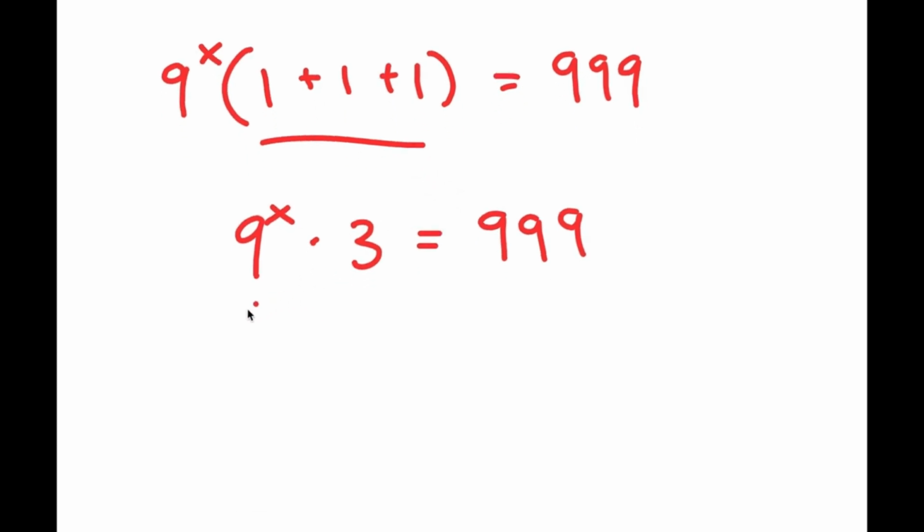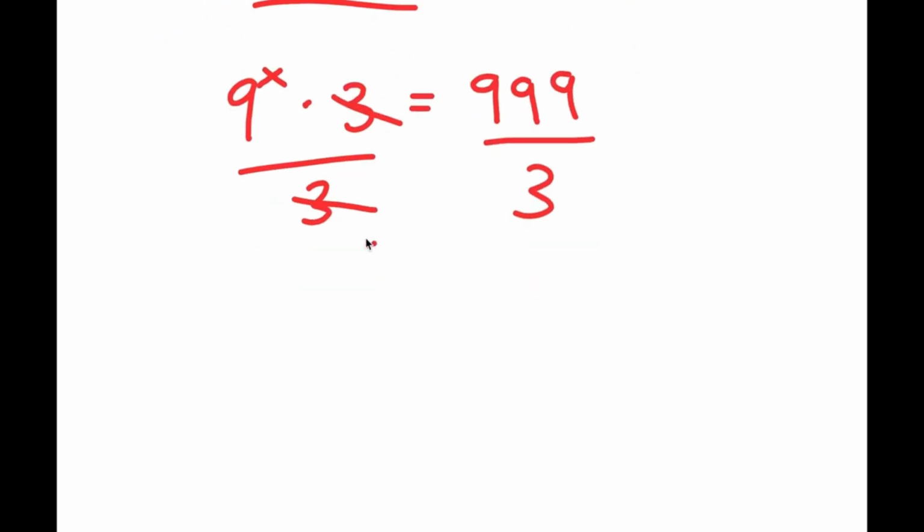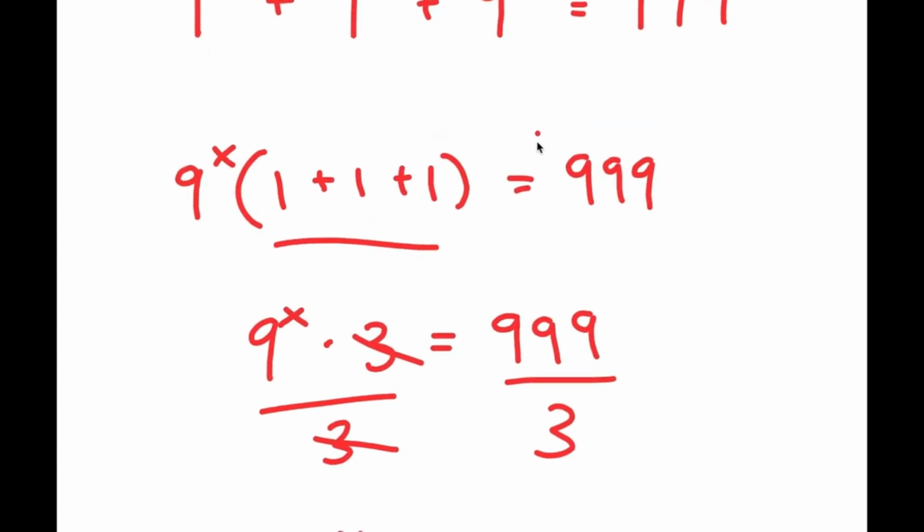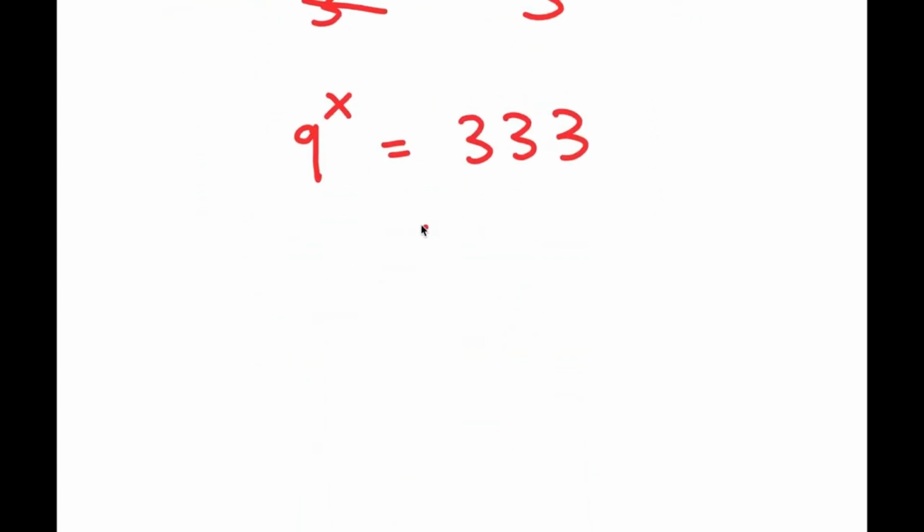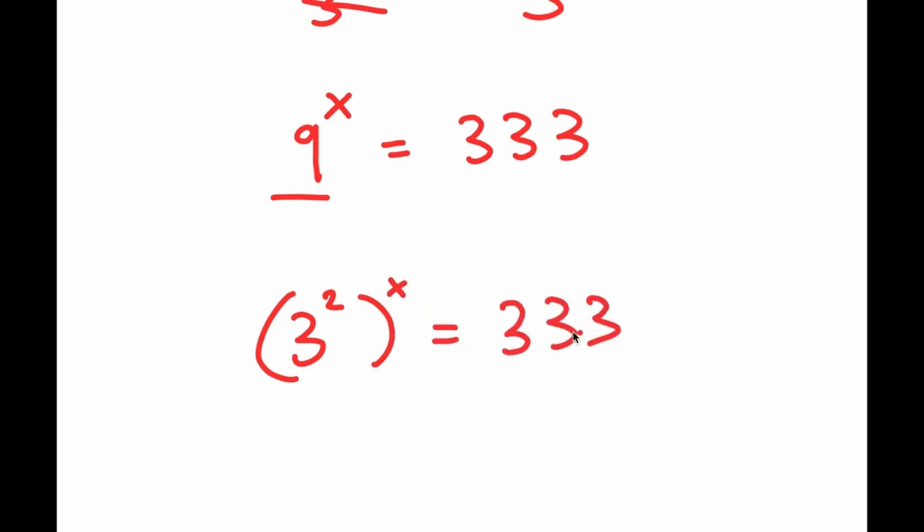So now I can divide both sides by 3 so we can isolate x. So now I get 9 to the power of x is equal to 999 divided by 3, which is 333. So now we have a much simpler equation from what we started with. So now to solve this, what I'm going to do is rewrite 9 as 3 squared. So now I have 3 squared to the power of x is equal to 333.